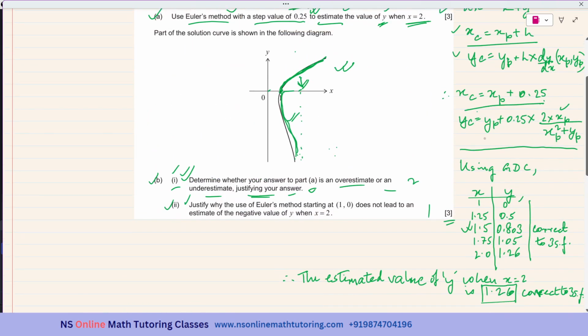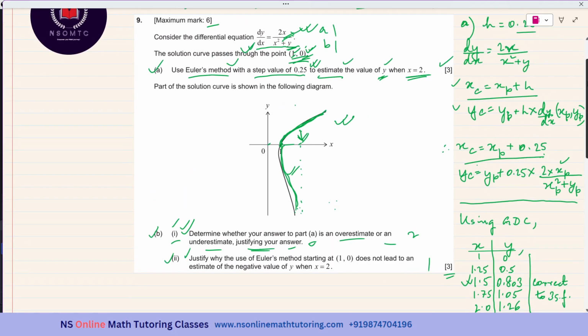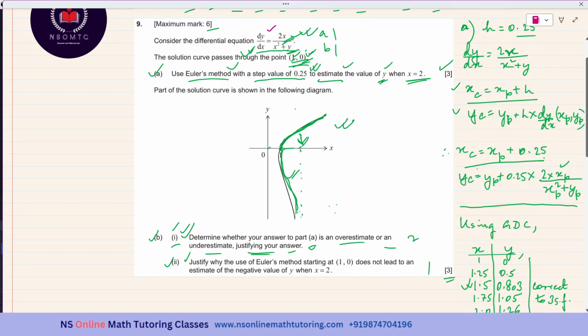Okay, because what is Euler's method? How does it work? It takes different tangents because dy by dx is what? It is the gradient of the tangent. We are starting at x equal to 1 and y equal to 0, so we will be drawing a tangent line over here. And then this is x equal to 1. Next point may be over here at x equal to 1.25, and we will be taking the corresponding y value.